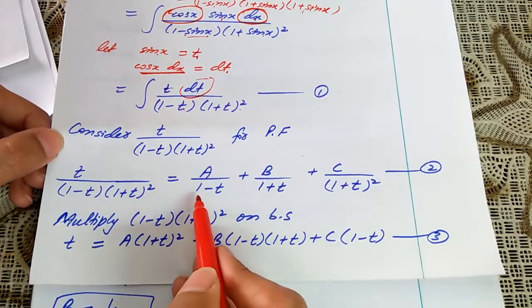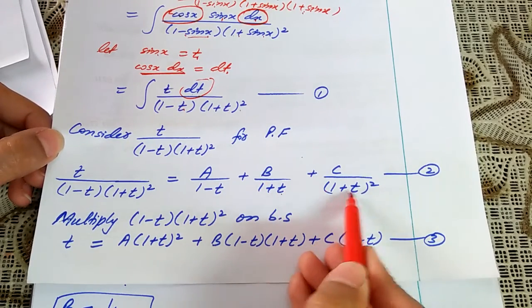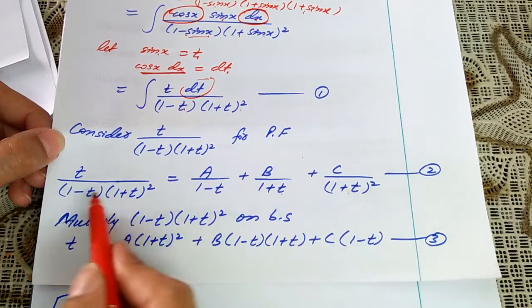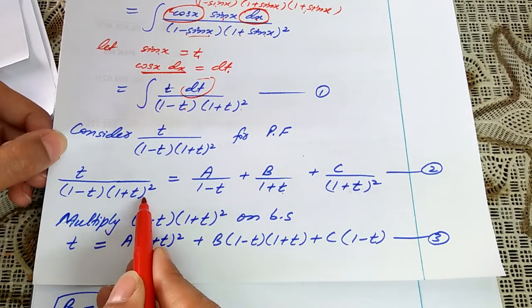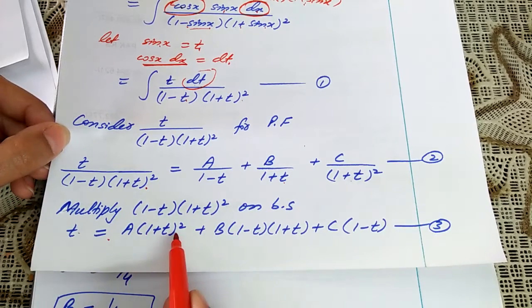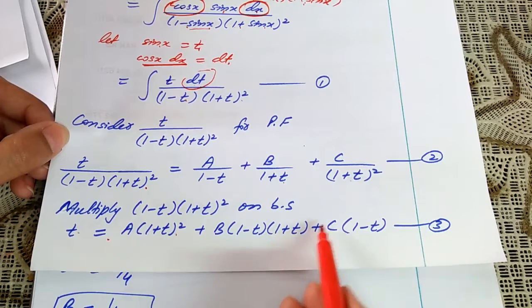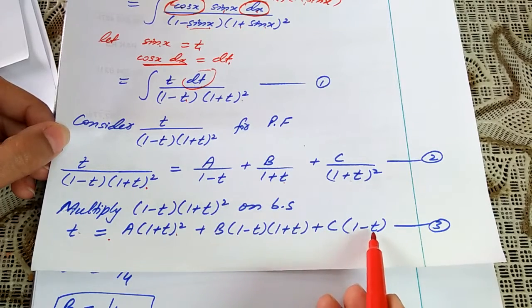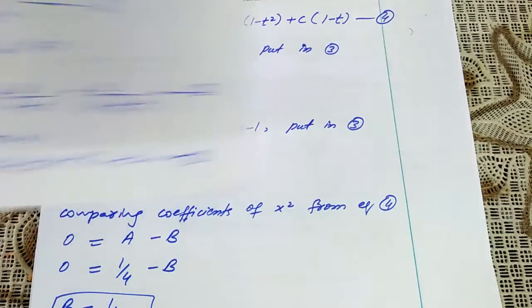It will be written as a over (1 minus t) plus b over (1 plus t) plus c over (1 plus t) whole square. Multiplying this whole equation 2 with the whole denominator, after simplification we'll get t equals a into (1 plus t) whole square plus b into (1 minus t) into (1 plus t) plus c into (1 minus t). Now just open this and multiply these two brackets.